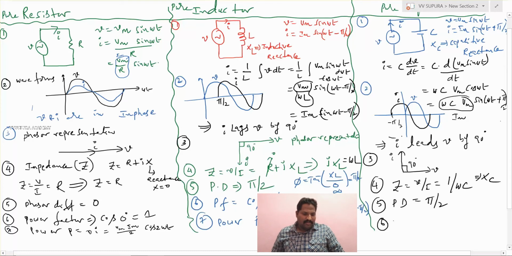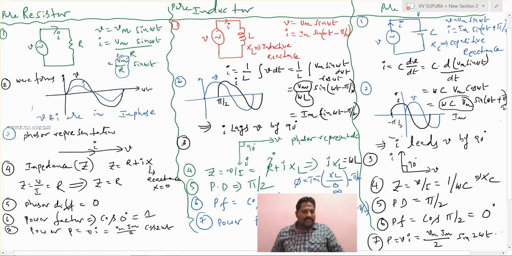And the sixth point, power factor, cos of the angle between voltage and current, that is cos pi by 2. Again it is 0. And the seventh point, power is equal to voltage into current. For a pure capacitor, I can write Vm Im by 2 sin 2 omega t. Okay, so in this way I can write different points.